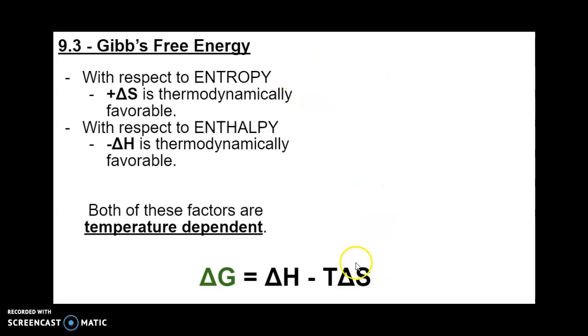Keep in mind that the delta S sometimes is in joules, and we need that to agree with delta H, and that is typically going to be in kilojoules. So sometimes you will have to do the dimensional analysis on the entropy factor.